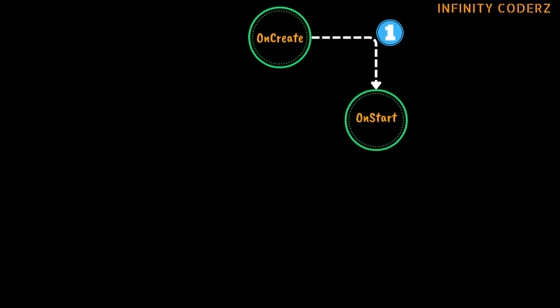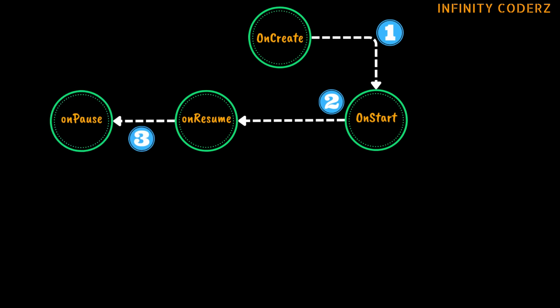The lifecycle starts with onCreate, when the activity is first created or recreated after being destroyed. The next method, onStart, is called when the activity is about to become visible, followed by onResume, which is triggered when the activity becomes visible and is moved to the foreground. From onResume, onPause is called when a different activity comes to the foreground, which puts the current activity in the background.